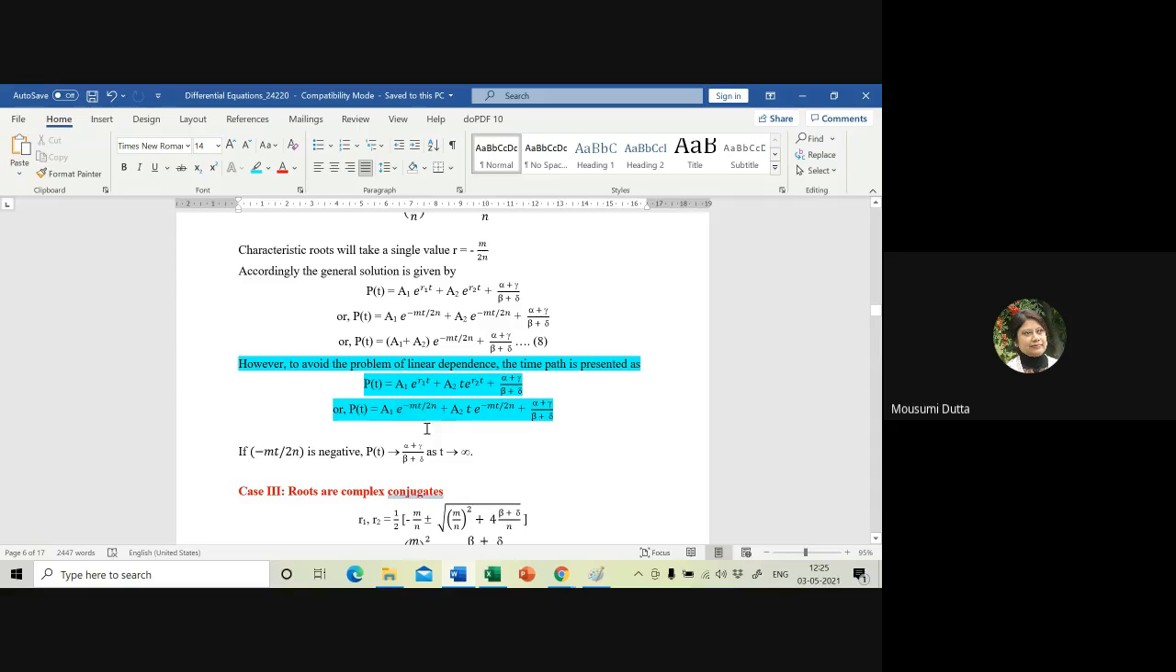A1 e to the power minus mt by 2n. R1 we are replacing using the term minus m by 2n. So if I replace R1 and R2 by minus m by 2n, this equation will look like this. This we generally do when we derive the time series analysis.